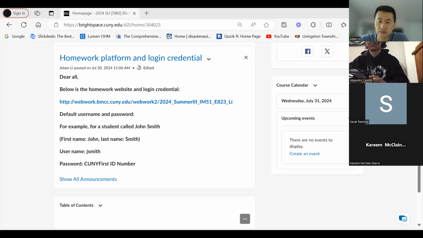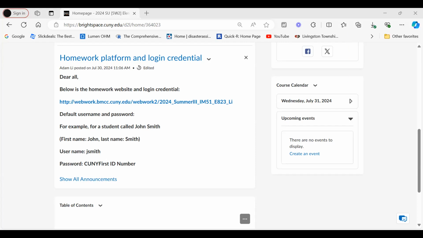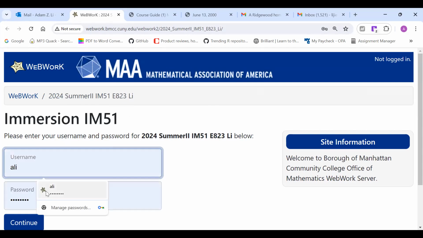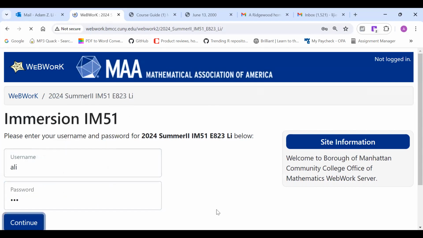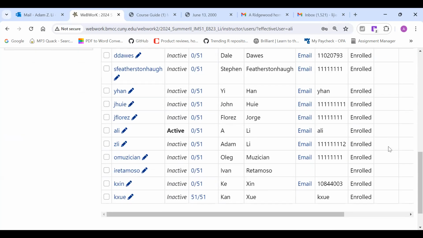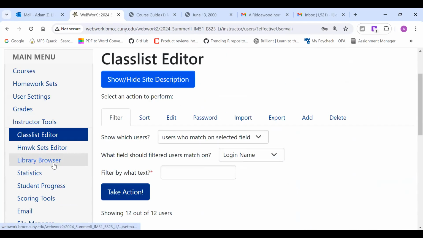Login. Click on our course. All right, let me share the screen with you. This is our Immersion course, and we are using WebWork here. Let's check the class list editor. Not yet, they haven't created logins yet. No worries, I can do that later. When we finish the class, I'll create a login for you guys. By tomorrow, you will have access to the homework system.